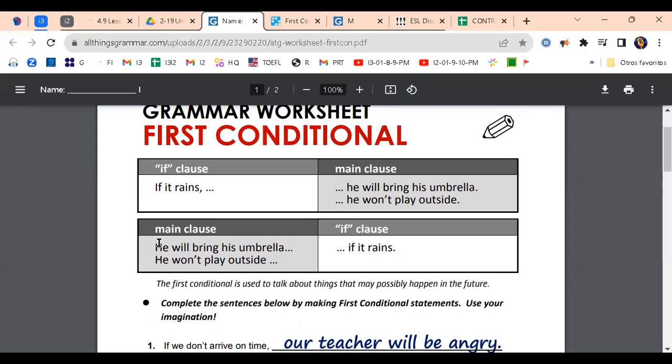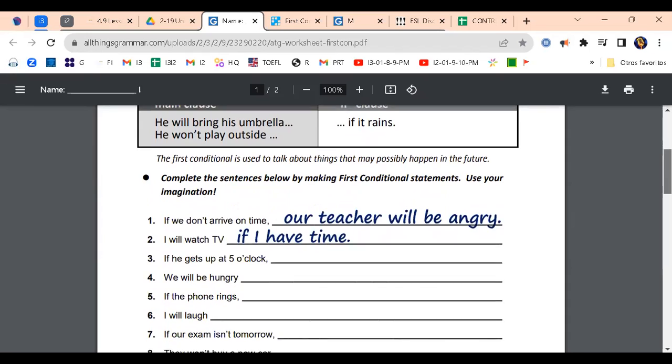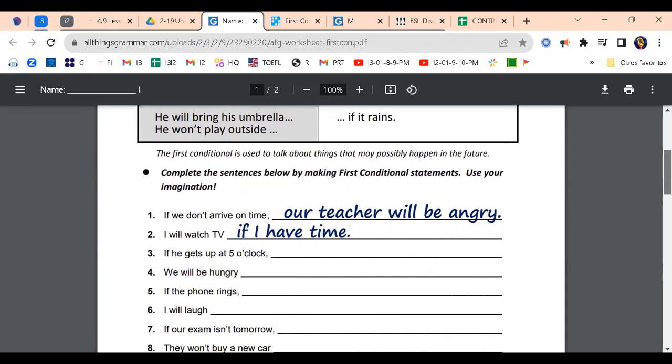Or you can do this the other way around, which is starting with the main clause and then the if clause. He will bring his umbrella if it rains. He won't play outside if it rains. But when you place the if clause at the beginning, you need to place a comma. If it rains, he will bring his umbrella. But when you start with the main clause, you don't need a comma. He will bring his umbrella if it rains. Let's try with these examples.